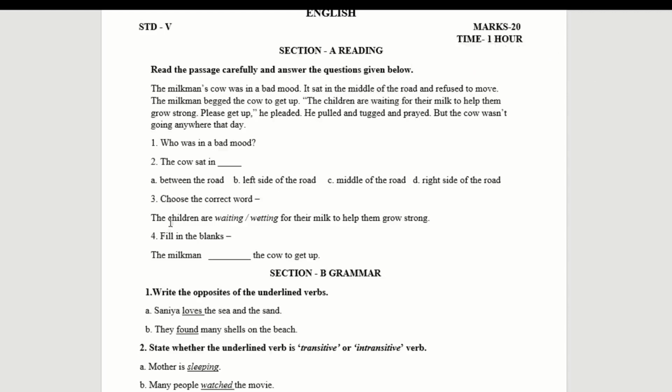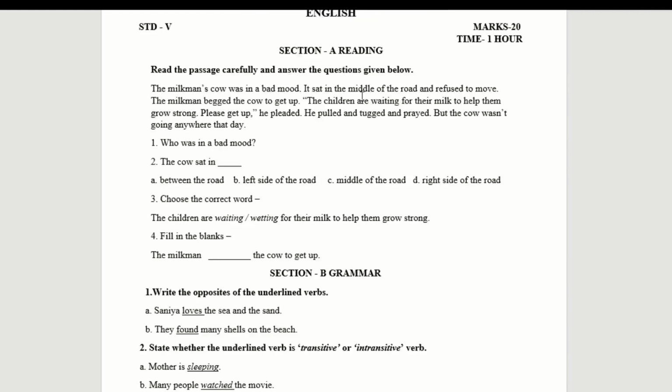Choose the correct word. The children are waiting or wetting for the milk to help them grow strong. We have to choose the correct word. Is it either waiting or wetting? Let's find out the answer. Let's see the third sentence. The children are waiting for their milk to help them grow strong. The answer is waiting. We got the answer. Now fill in the blanks. The milkman dashed the cow to get up.